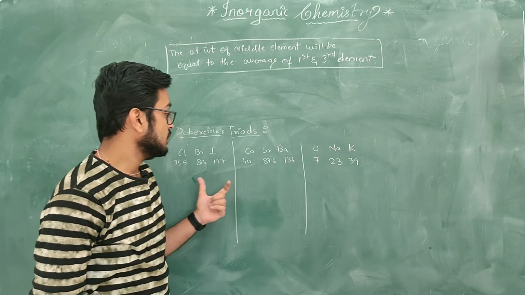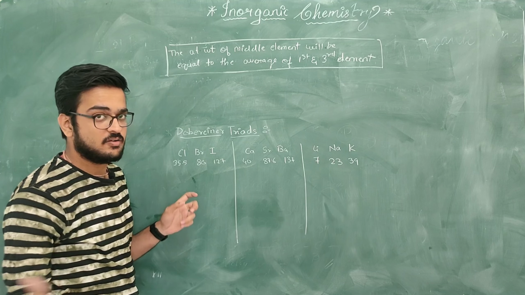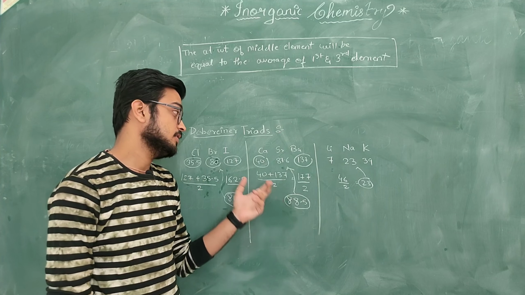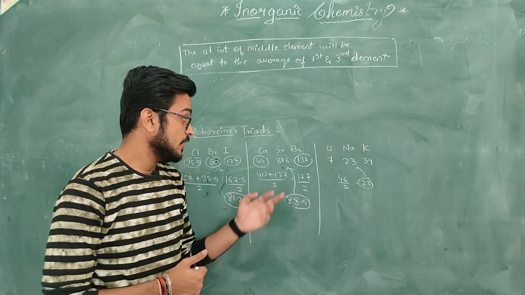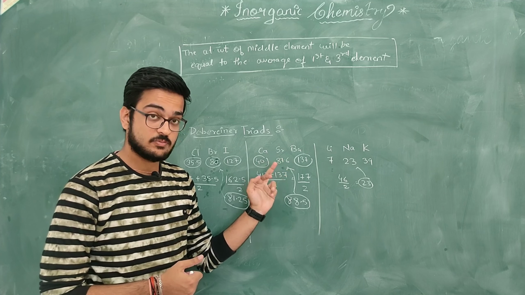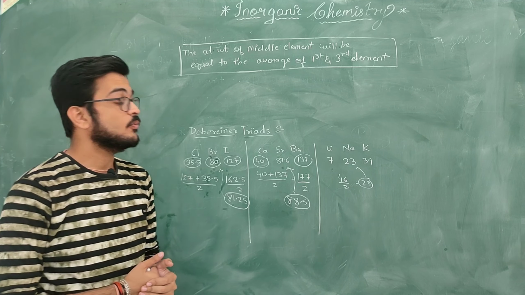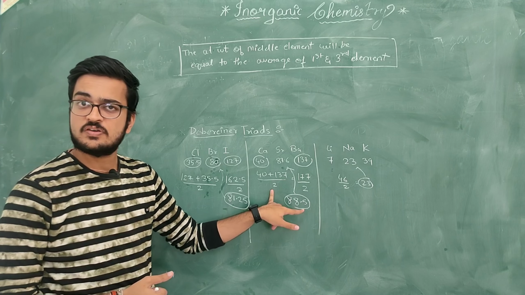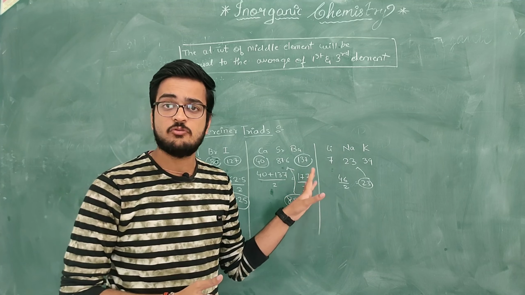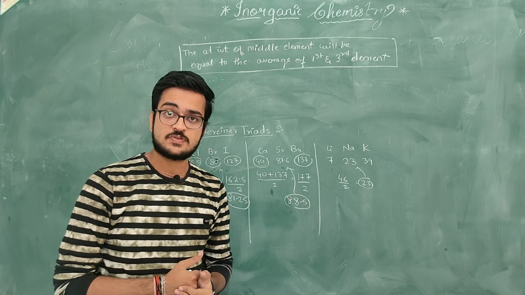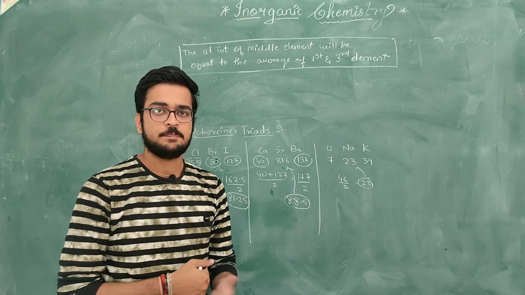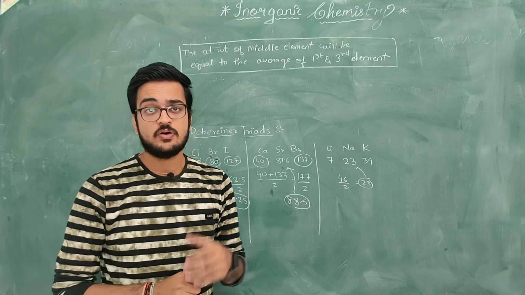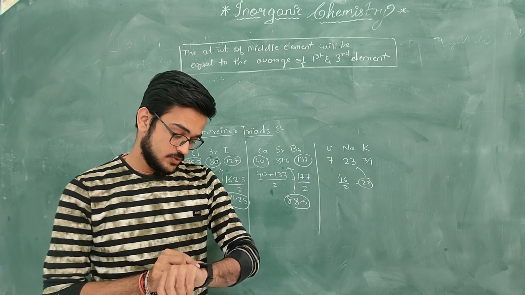Let's take an example. If I talk about calcium, strontium and barium, the atomic mass of calcium is 40, the atomic mass of strontium is 87.6 and the atomic mass of barium is 137. If I add the first and last, divide by 2, I get the answer 88.5. This is approximately equal to the original mass of strontium. It differs by 0.9, so it's fine. You can say it obeys Dobereiner's triads.